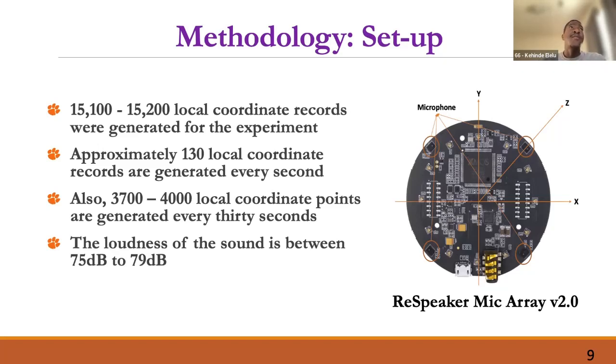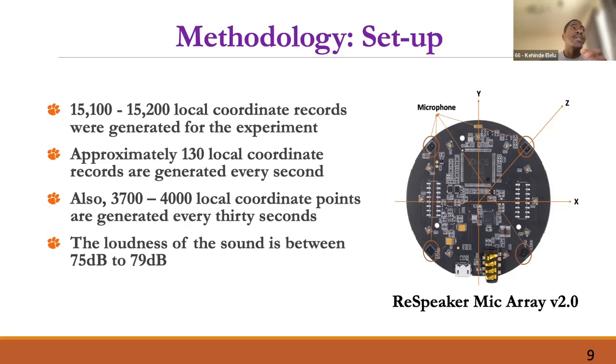For the whole of the experiment, the local coordinates generated are in the range of 50,100 to 50,200, while every 30 seconds, 1,000 local coordinate points are generated. With these local coordinate points, you can calculate the direction of arrival of our sound, which we can use to determine the distance, as well as generate an alert once a construction worker is inside the danger zone, according to what we showed you in the framework.